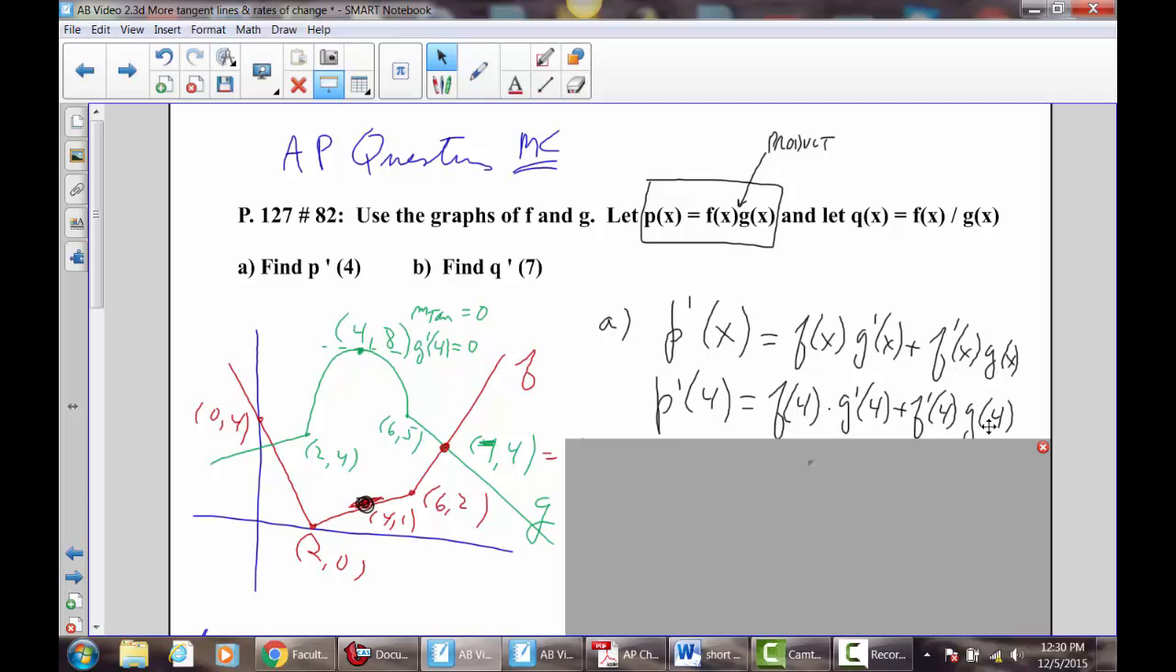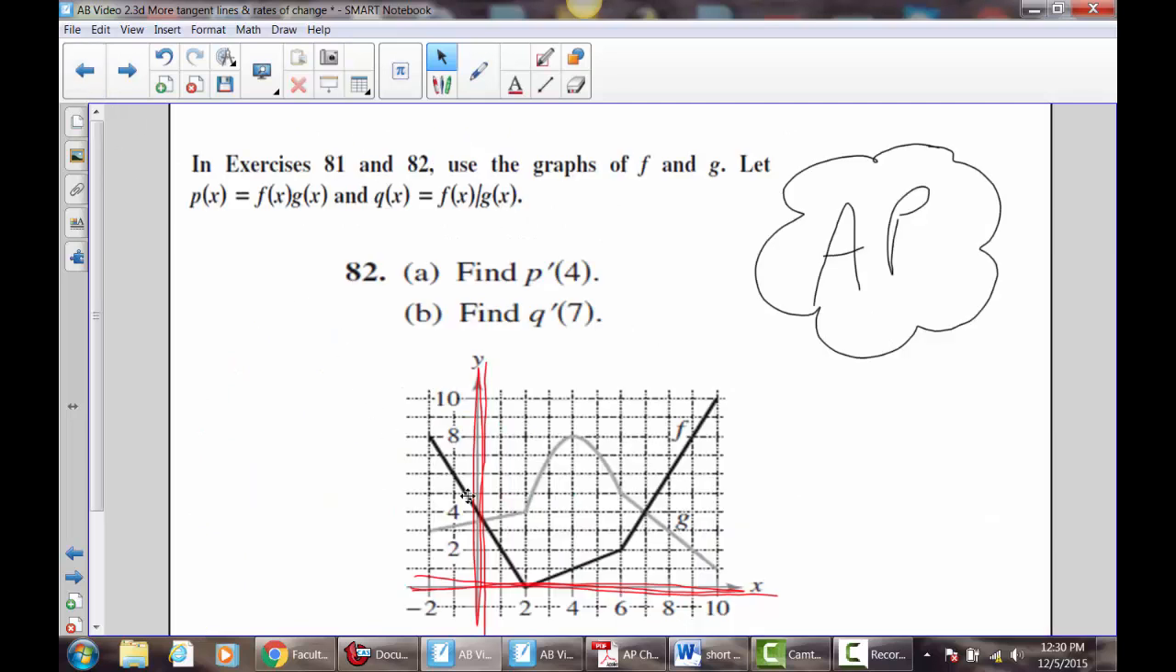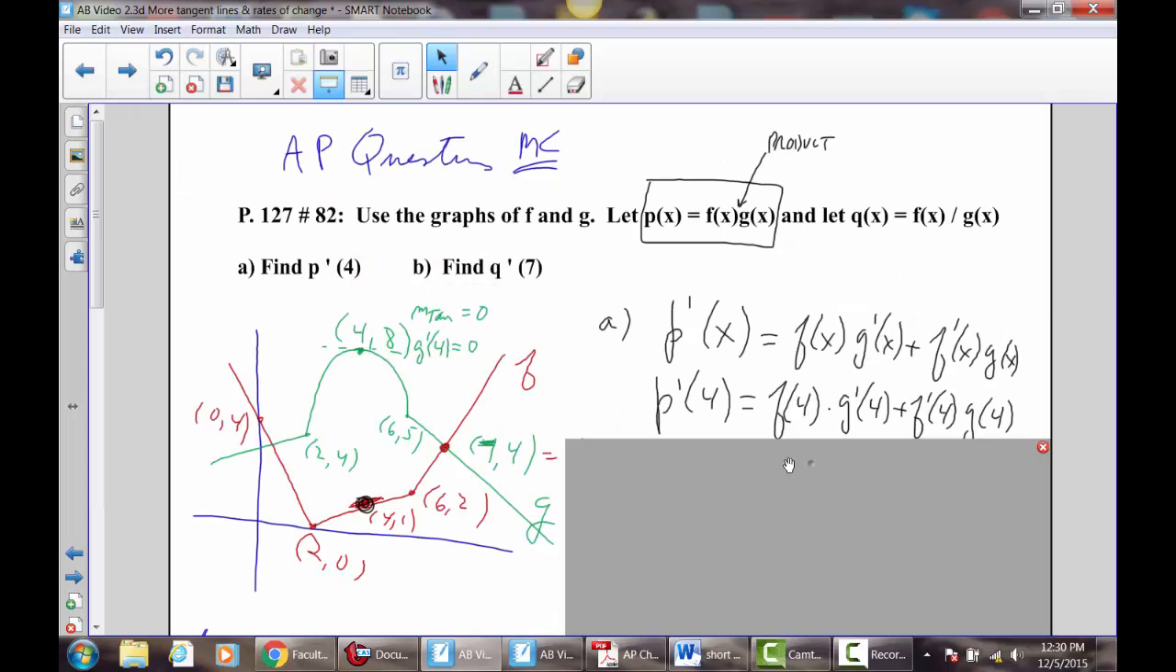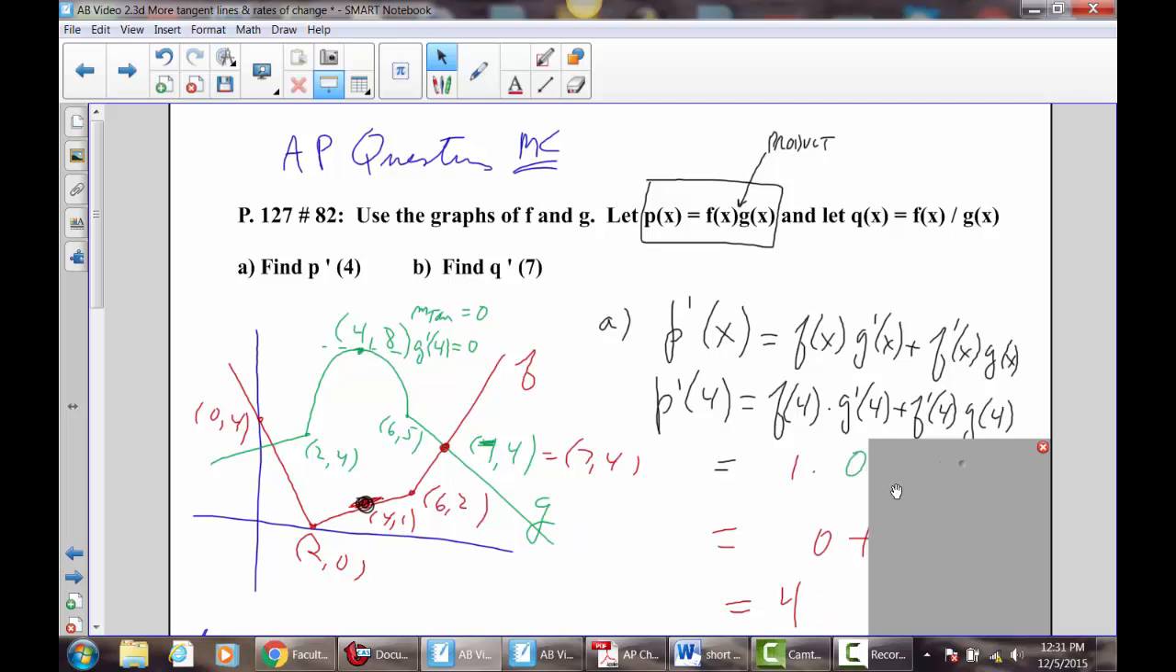So now for all 4 of these values, we have to come over here. So F is the red graph. If you look at the actual grid that they gave you on the previous page, you can see that that's the point 4, 1. So F of 4 is 1. G prime of 4, here's the G graph, here's G at 4, but they want G prime of 4, which is the slope of the tangent line to that green graph at the point 4, 8, and that slope looks to be like it's 0.